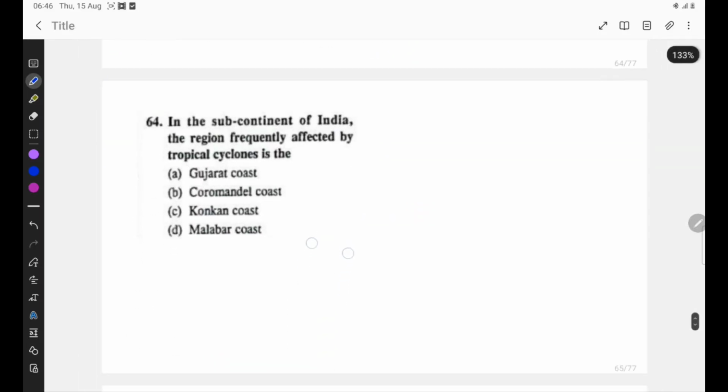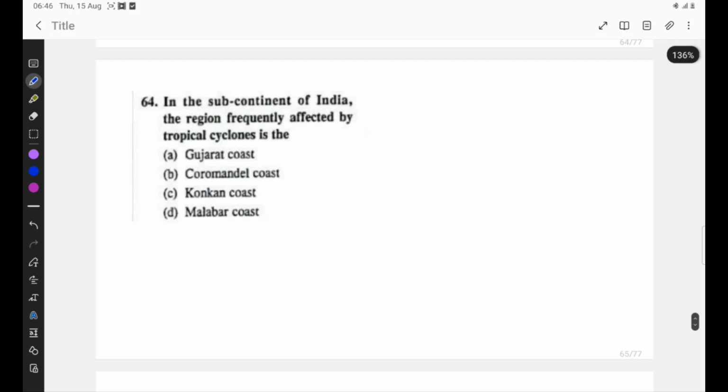The next question says, in the subcontinent of India, the region frequently affected by tropical cyclones is Gujarat coast, Coromandel coast, Konkan coast, or Malabar coast. So option B is correct, Coromandel coast.